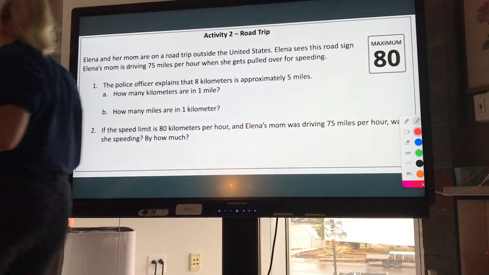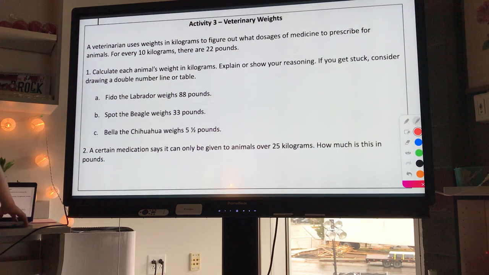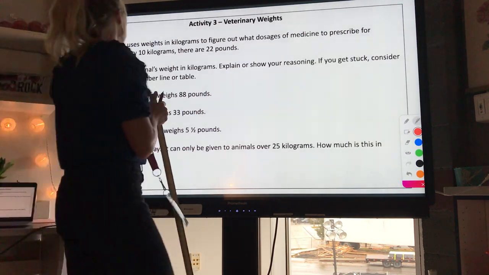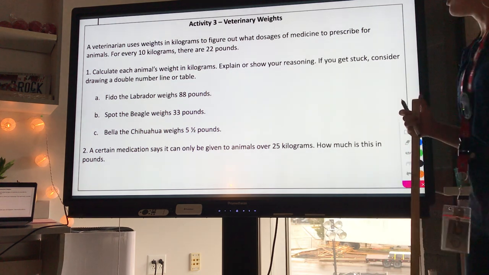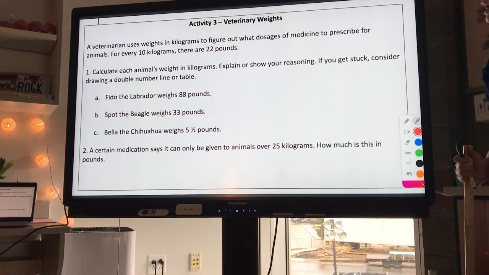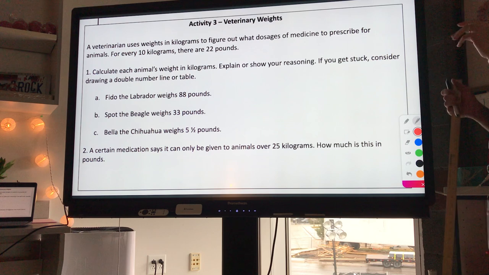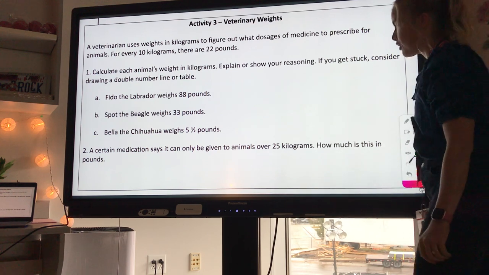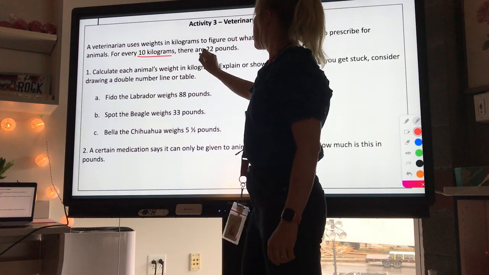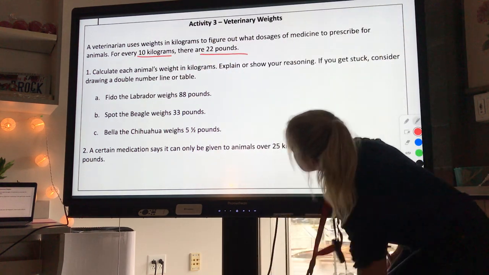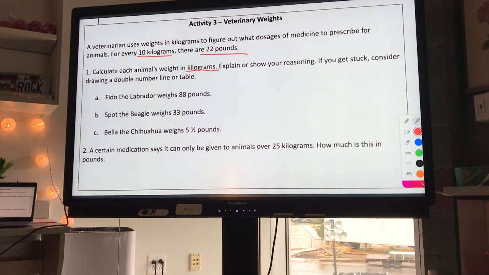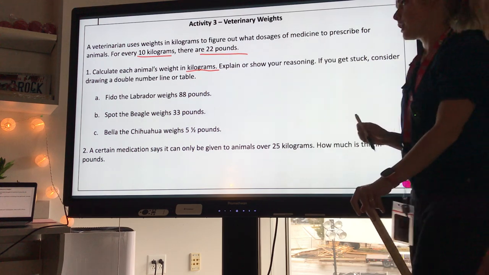Moving on to activity number 3. So we got weights, weights of animals and things like that. So we have on here, a veterinarian uses weights in kilograms to figure out what dosages of medicine to prescribe for animals. For every 10 kilograms, there are 22 pounds. Okay, so that is our ratio. Our ratio is 10 kilograms to 22 pounds. Calculate each animal's weight in kilograms. Explain or show your reasoning. If you get stuck, consider drawing a double number line or table.